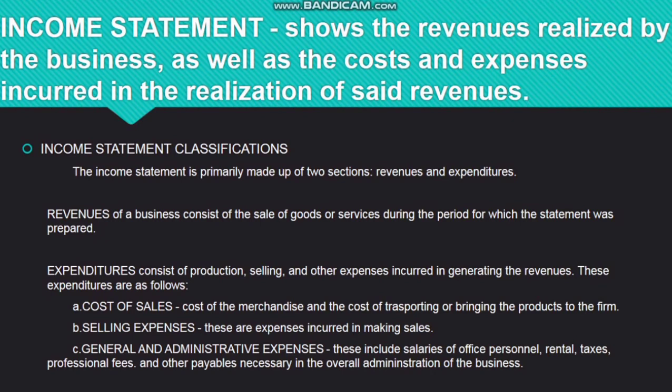Second is the selling expense. These are the expenses incurred in making sales. And lastly is the general administrative expenses, which includes salaries of office personnel, rental, taxes, professional fees, and other payables necessary in the overall administration of the business. Next.